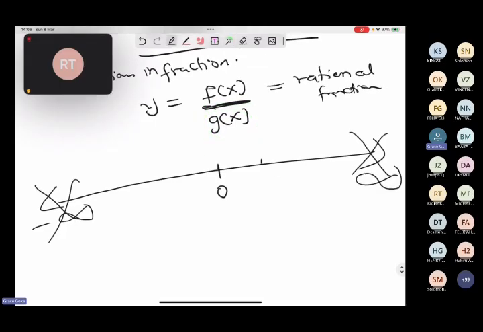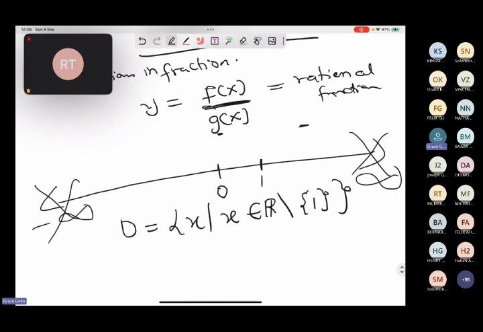Therefore, if positive 1 is what will make the denominator become 0, then the domain becomes x such that x must be all real numbers minus, please, in terms of sets, we don't do minus with a subtraction, we do the backslash. Minus, we put 1 into a set form, and then we close the curly bracket. Meaning, the set of all real numbers that makes the function defined, except the number 1.